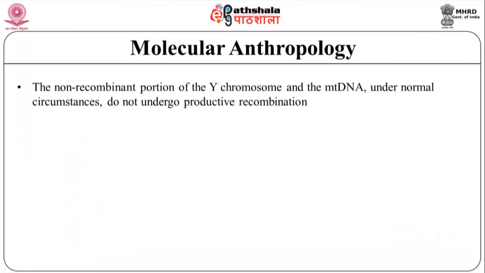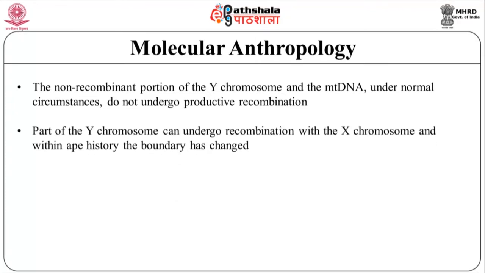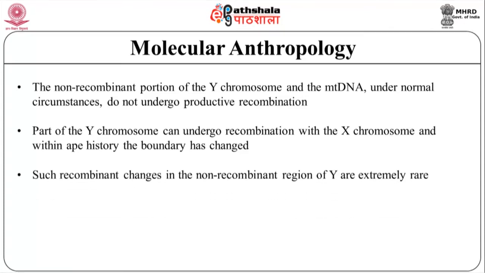The non-recombinant portion of the Y chromosome and the mitochondrial DNA under normal circumstances do not undergo productive recombination. Part of the Y chromosome can undergo recombination with the X chromosome, and within ape history the boundary has changed. Such recombinant changes in the non-recombinant region of Y are extremely rare.